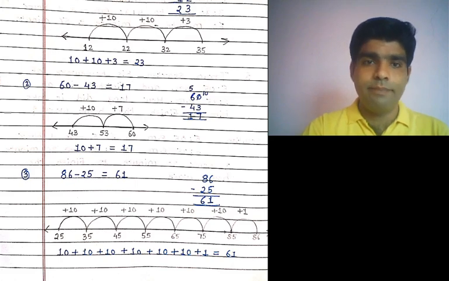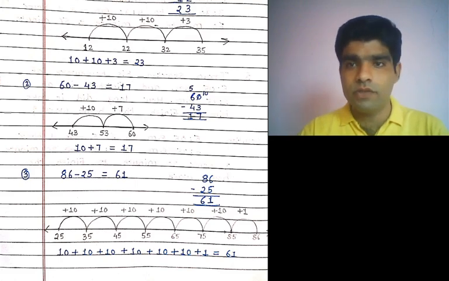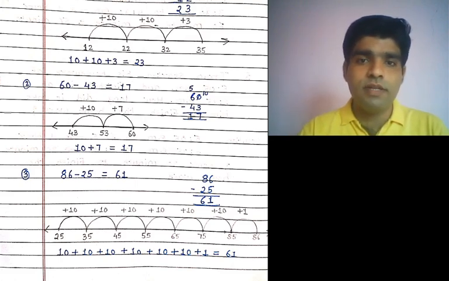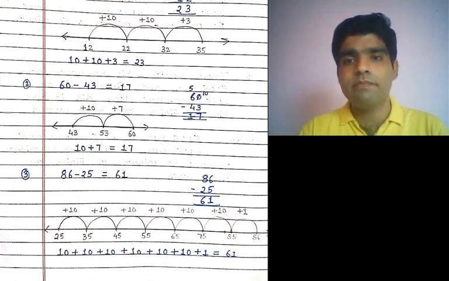Example number 3. Here the example is 86 subtract 25 is equal to what? First of all, we have to solve it by the simple method. What is the simple method? 86 subtract 25. Okay, now first of all you have to solve 6 minus 5.